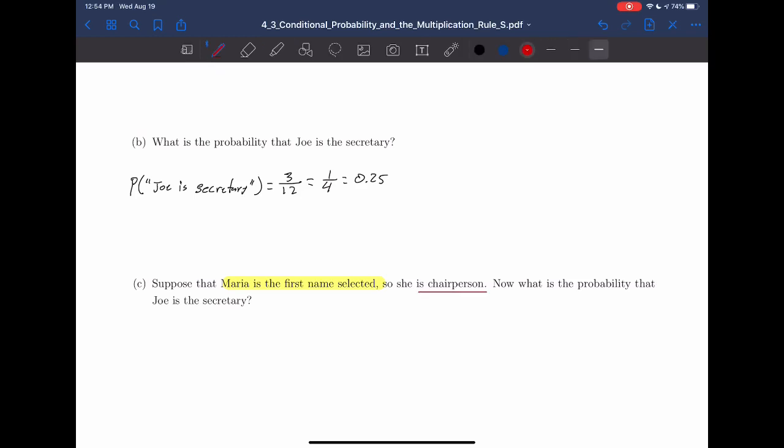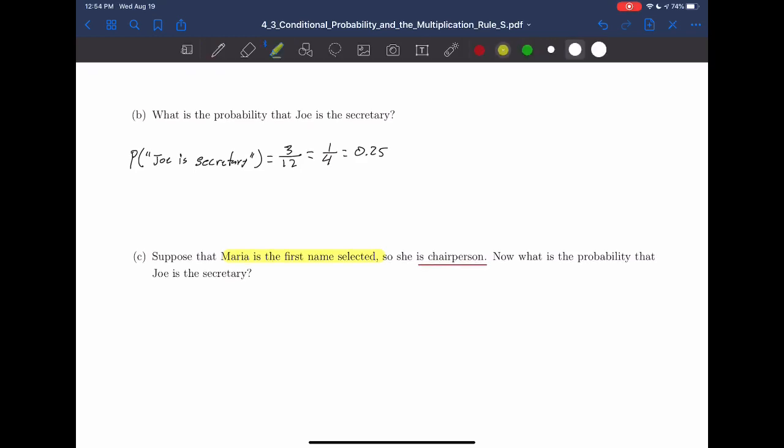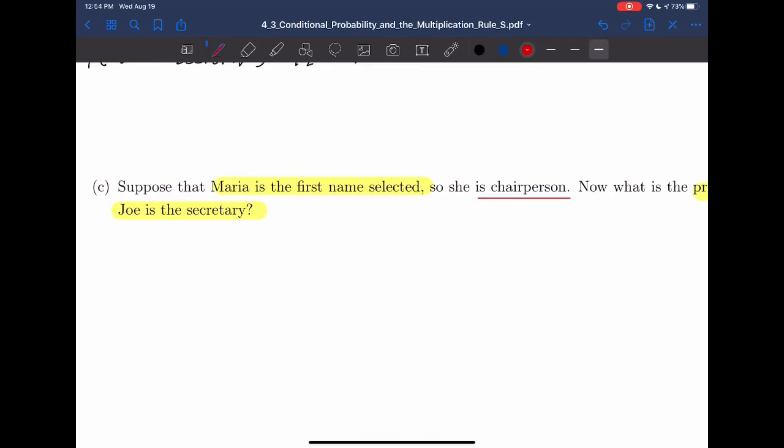But suppose that the first name selected for chairperson was Maria. Then we want to know, what is the probability that Joe is secretary? Another way you can think about this is the number of outcomes where Maria is chairperson and Joe is secretary, divided by the number of outcomes where Maria is chairperson.